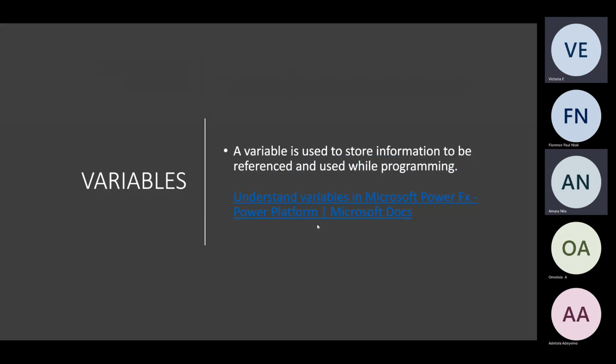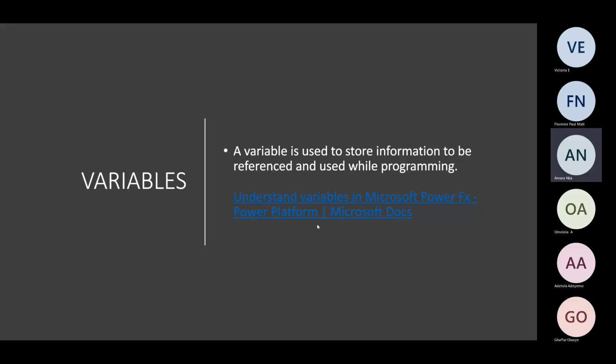We also have variables, and a variable is used to store information to be referenced and used throughout programming or while writing code. Sometimes at the beginning, when your user starts using the application, you might want to, for example, store the time that they launched the application. You would want to store this in a variable so that it can be referenced in other places. This is an example of what we use variables to do. We use variables to store information. I also have attached the link to the documentation where you would understand how variables work.